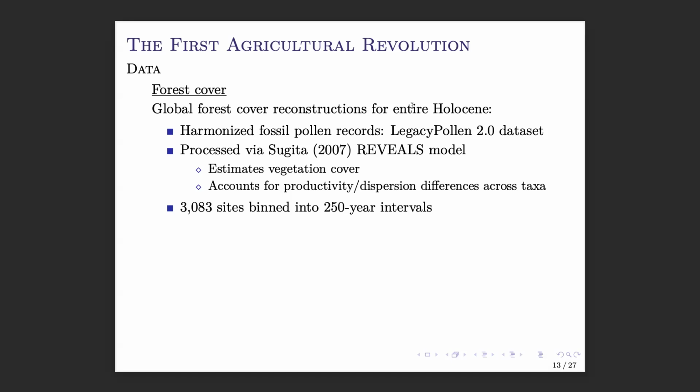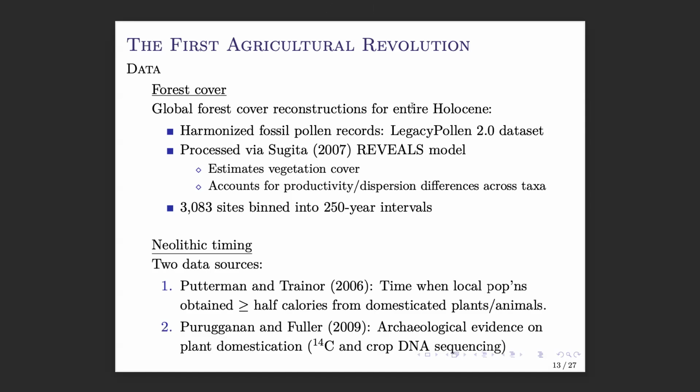And in some of these data sets, it's cool, you can actually decompose this into other land use categories, like agricultural land, grasslands, deciduous or summer green forest cover, evergreen forest cover, and so on and so forth. So it's super interesting. There's a lot to be done there. There are roughly 3,000 sites that are binned into 250-year intervals. So that's the dependent variable. More on that in a second.